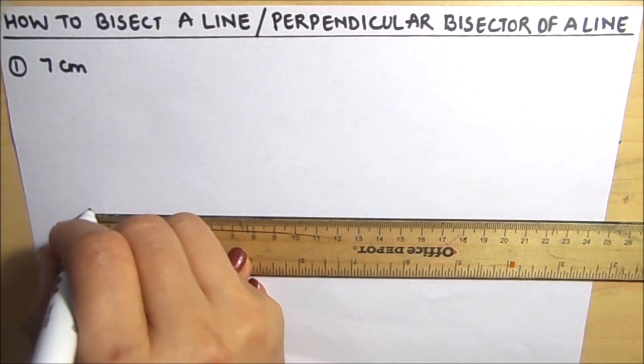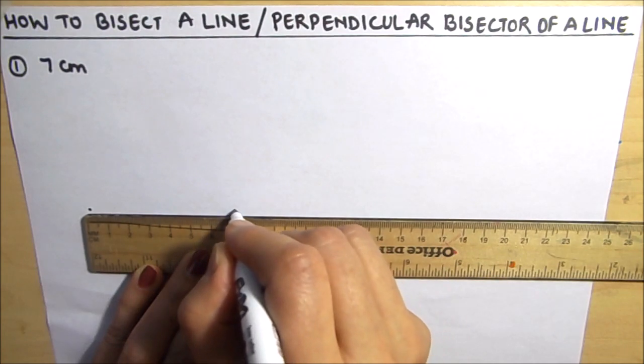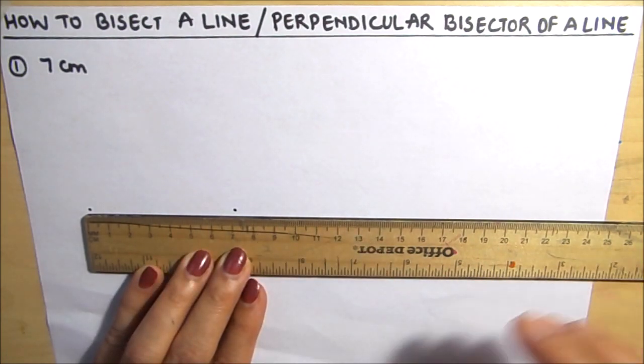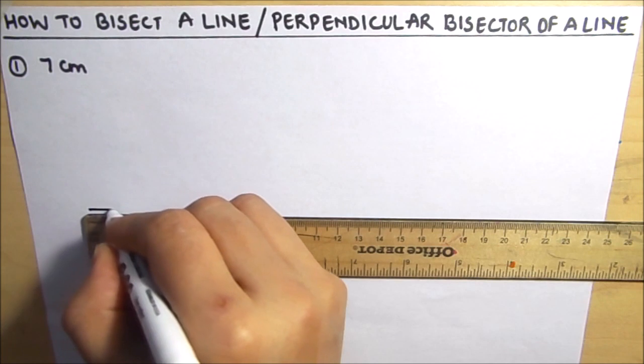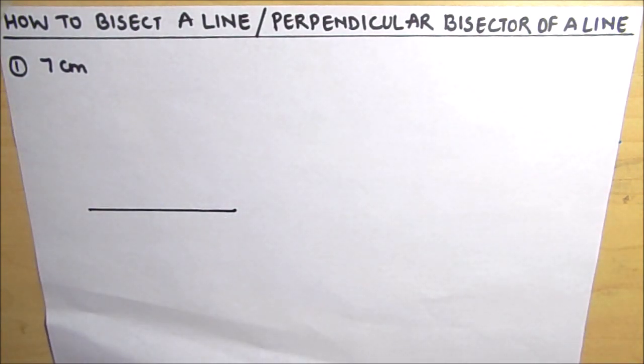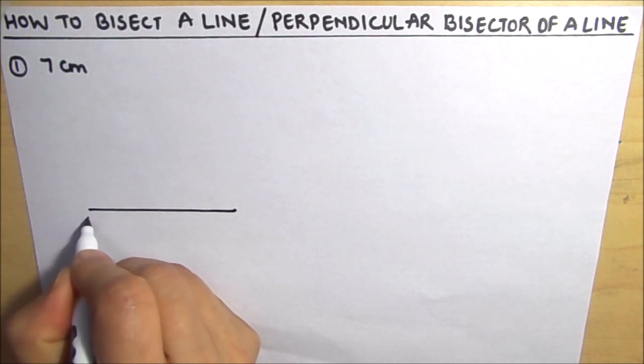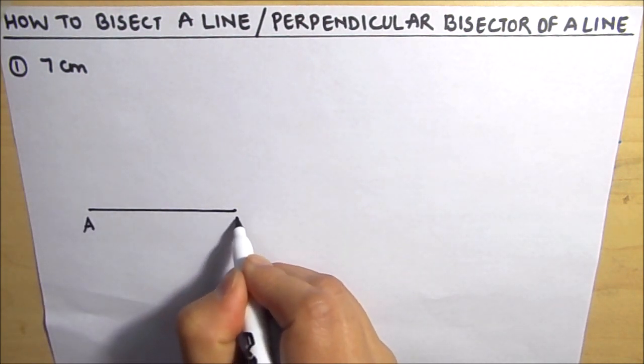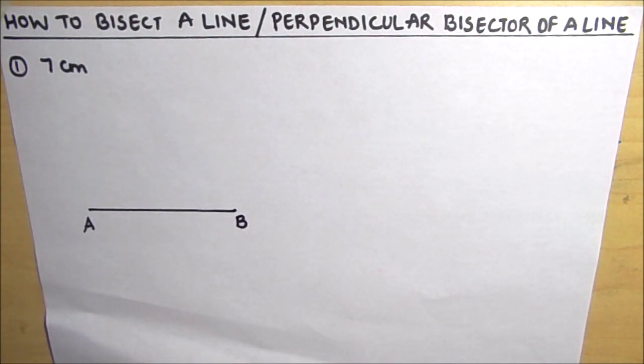So here it is 0 and this is 7. So now we'll join the 2 points. So let's name this line segment as A and B. Now the first step is done. We'll move to the second step now.